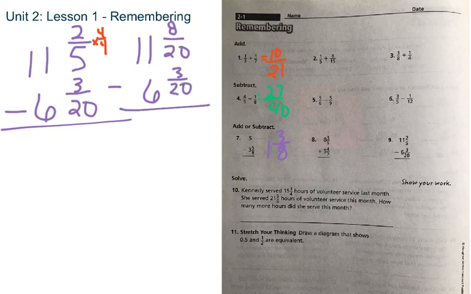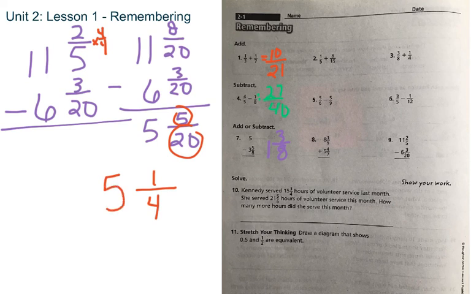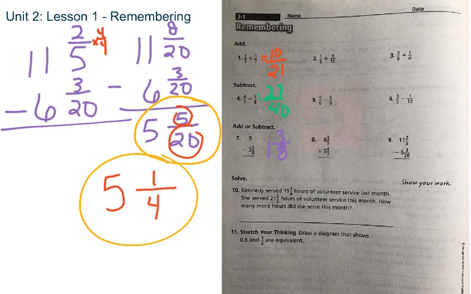And here we have to subtract our numerators. 8 minus 3 is equal to 5. Our denominator stays the same, and 11 minus 6 is equal to 5. So our answer is 5 and 5/20. And when we have 5 and 5/20, remember we can also reduce because 5 can go into both 5 and 20. So 5 can go into 5 once, and 5 can go into 20 4 times. So we have 5 and 1/4. I would accept either answer, 5 and 5/20, or 5 and 1/4 for number 9.